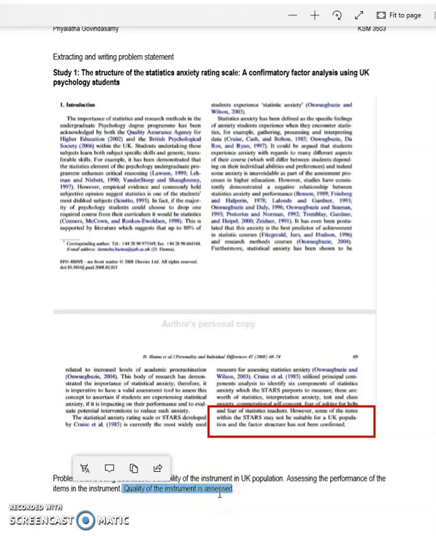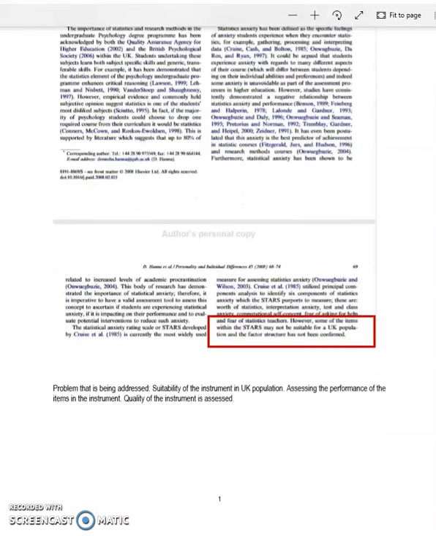So the problem that they are studying is whether the instrument is suitable in the UK population or not. When they say it's suitable for the UK population, they are actually assessing the quality of the items. When you ask about the quality of the items, the overall picture is: is this instrument good or bad? So that is the problem that has been addressed in study 1.